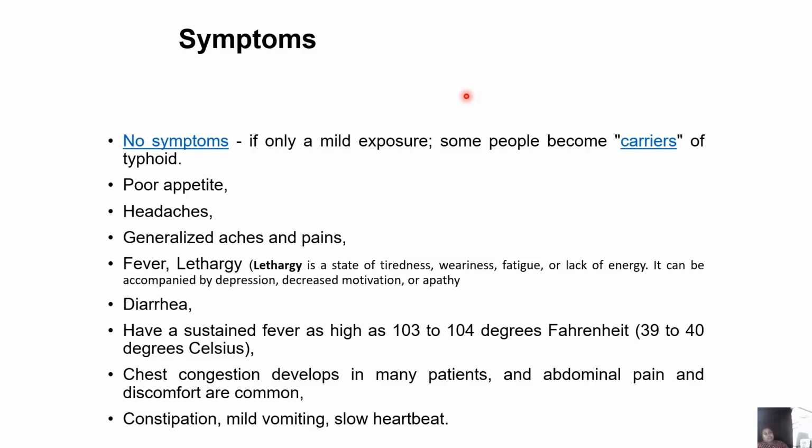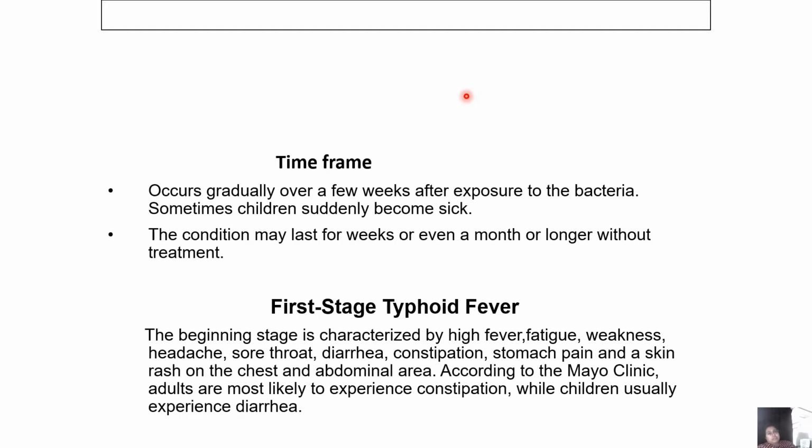Diarrhea, and a sustained fever as high as 103 to 104 degrees Fahrenheit. Chest congestion develops in many patients and abdominal pain and discomfort are common. Constipation, mild vomiting, slow heartbeat, all of that. Now the time frame: it basically occurs gradually over a few weeks after exposure to the bacteria. Sometimes children suddenly become sick. The condition may last for weeks or even a month or longer without treatment.